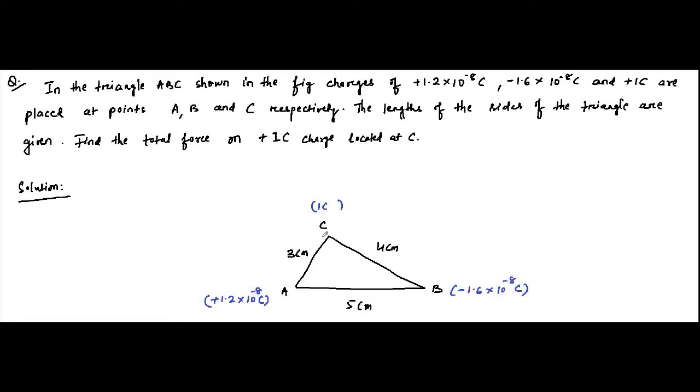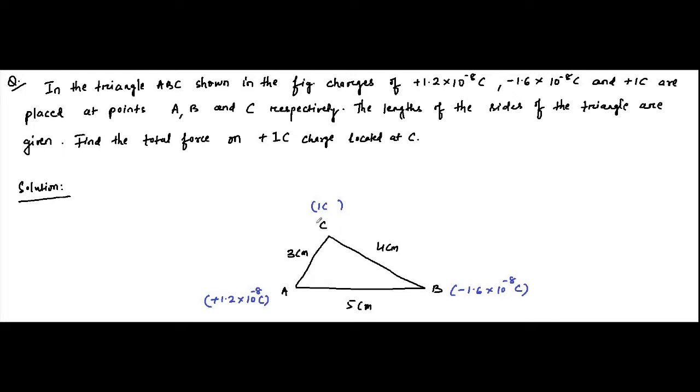We have to find the net force, the total force acting on this 1 coulomb charge placed at C. This is our objective. Again, it is an application of superposition principle. So here there will be two forces acting on this charge C, because of charge A and B. It is interacting with A and it is interacting with B. So these two interactions will produce two forces.